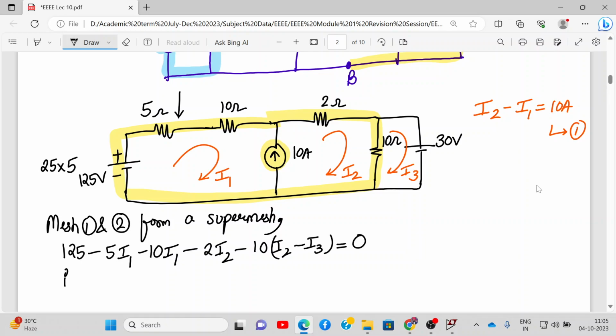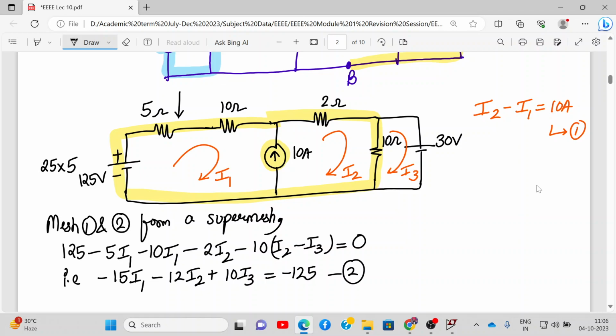Alright, we rearrange the terms. What do we get? Minus 15 I1 minus 12 I2 plus 10 I3 is equal to not 0, it is equal to minus 125. So this becomes our equation number 2.